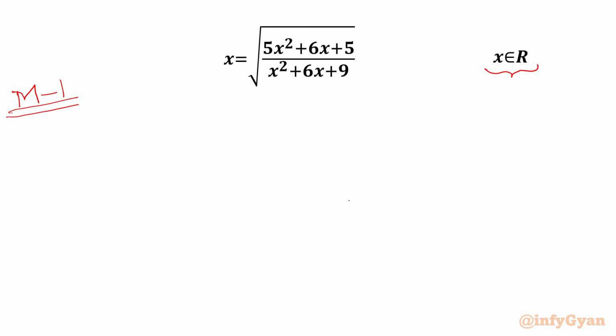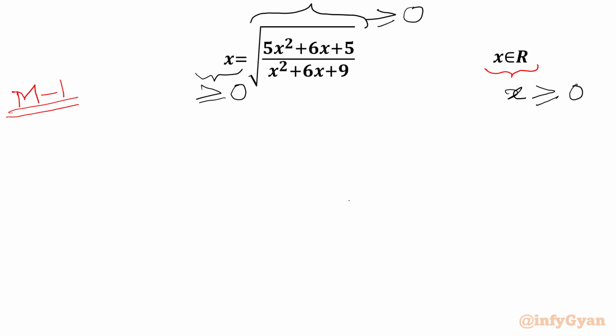So let's get started. We have a square root on the right hand side. That means it must be non-negative. So our LHS must be non-negative. We'll be writing here the condition on x. x should be greater than or equal to 0. Now equality doesn't hold true, so we can write here x should be greater than 0.